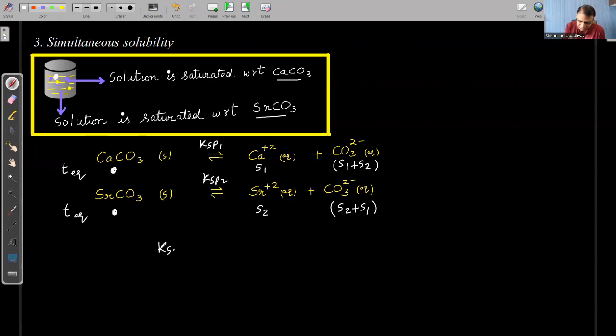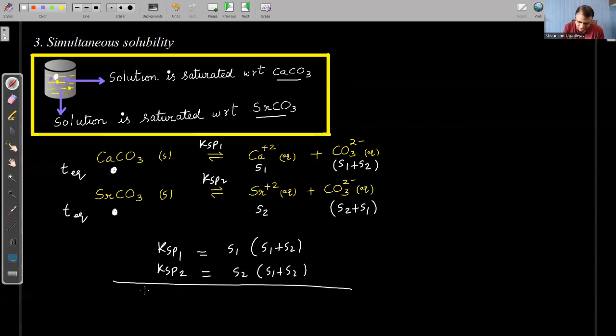We can write that the value of Ksp1 is equal to concentration of calcium 2 plus ion, that is S1, into carbonate ion concentration S1 plus S2. Same way we can say that Ksp2 is equal to S2 multiplied by S1 plus S2. So if I add these two, we can write that the value of Ksp1 plus Ksp2 is equal to S1 plus S2 whole square, and from there we can find out what is the concentration of carbonate ion. So this is the concentration of carbonate ion.